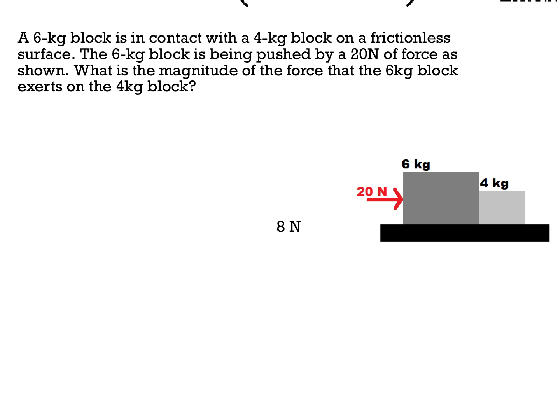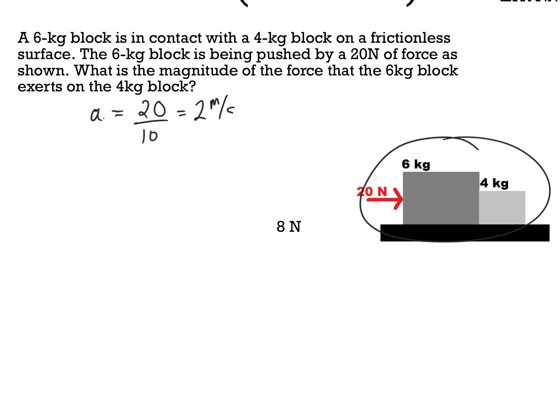First thing we're going to do is find the acceleration. I'm going to find the acceleration by looking at the whole thing as a system. So by now, you should know that the acceleration is going to be the total external force, which is 20, divided by the total mass, which is 10. So we know this thing is going 2 meters per second squared. That makes it super easy, okay?